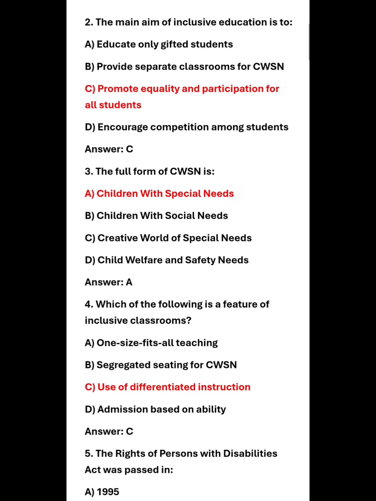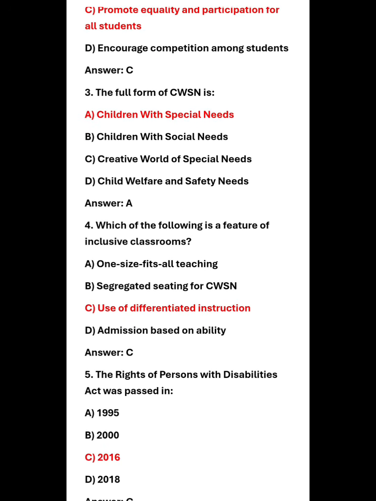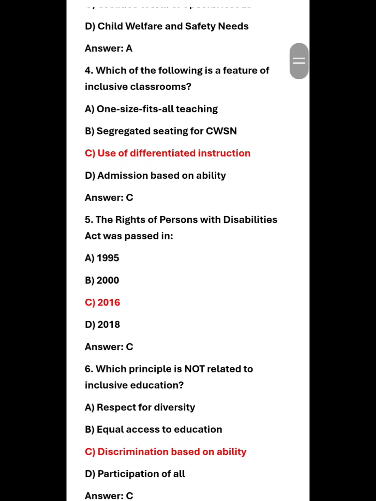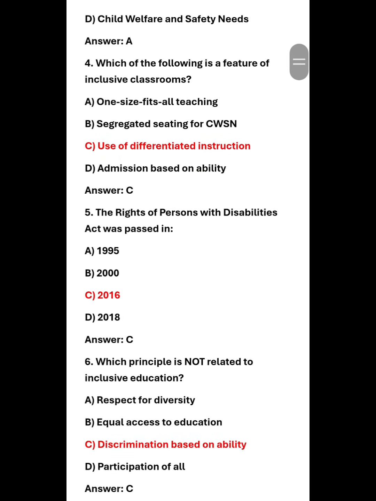Number 3: the full form of CWSN is children with special need. Question number 4: which of the following is a feature of inclusive classroom? The answer is number C, use of differentiated instruction.